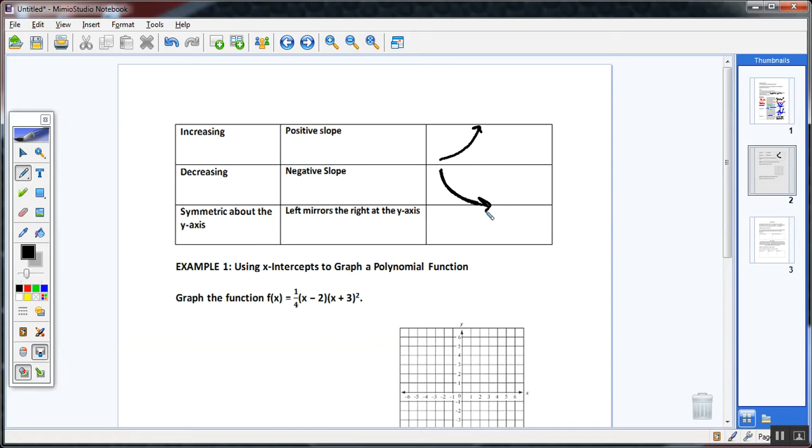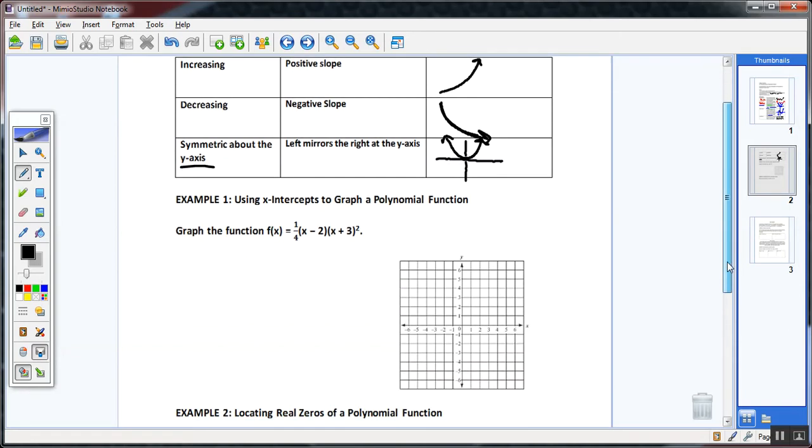Okay? And then finally, symmetric about the y-axis. I kind of talked about that with the parabola. Symmetric about the y-axis means if you fold it on the y-axis, the left side would mirror the what? That would mirror the right at the y-axis, okay? So again, an example right here. If I had a parabola like this, doesn't the left side mirror the right side right there? So I would say that graph is symmetric about the y-axis, okay? All right, let's get into this here, kids.